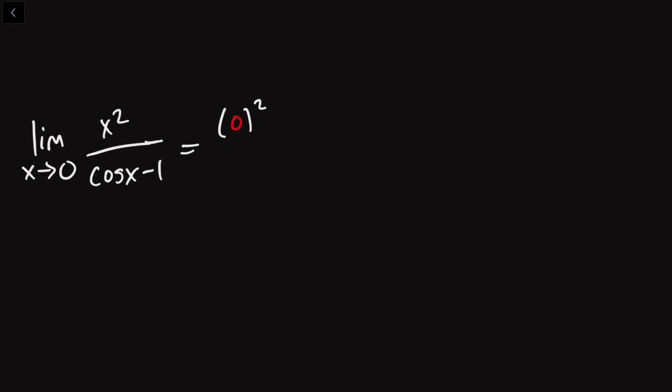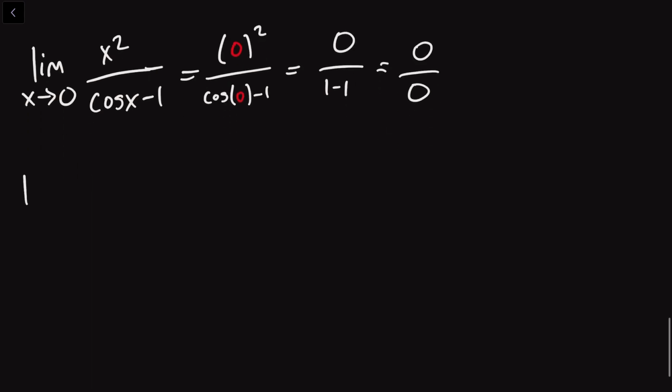So let's say we wanted to find the limit as x approaches 0 of x squared over cosine x minus 1. So first thing you do, plug in. It's always the first thing you do. So 0 squared over cosine 0 minus 1. 0 squared is 0. Cosine of 0 is 1. 1 minus 1 is 0 over 0. Uh-oh, indeterminate. So we use L'Hopital's rule.